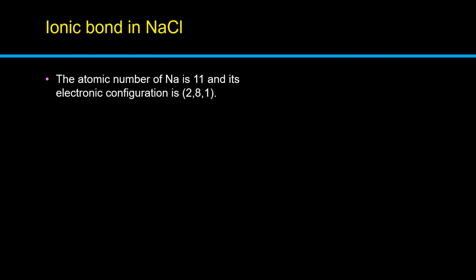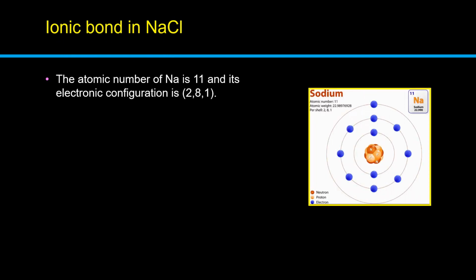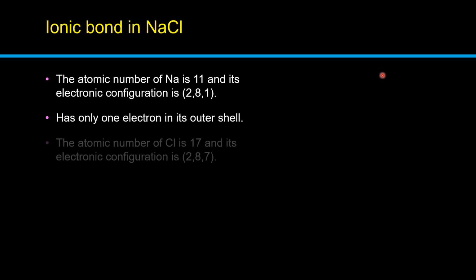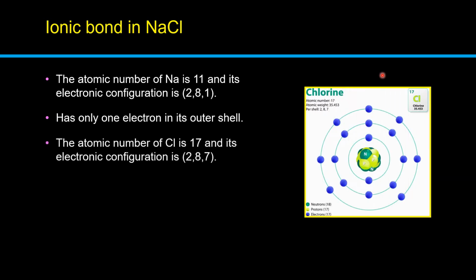How is an ionic bond formed in sodium chloride? If you look at sodium, the atomic number is 11 and the electronic configuration is 2, 8, 1. This is the structure of a sodium atom. It has only one electron in its outermost shell. If we look at chlorine, the atomic number of chlorine is 17 and the electronic configuration is 2, 8 and 7. It has 7 electrons in its outermost shell.